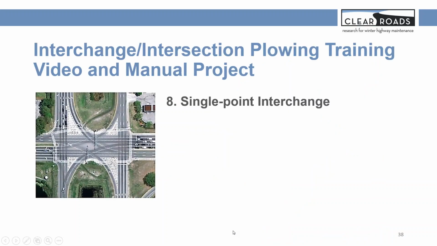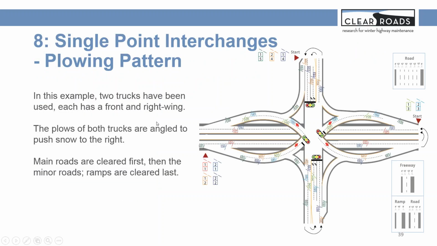Number 8 is the single point interchange. So for this interchange, we use 2 trucks. Both trucks have a front and right wing plow. The main road will be cleared first, and then the minor road, and then the ramp and some other spots.